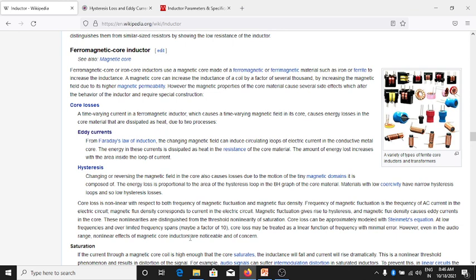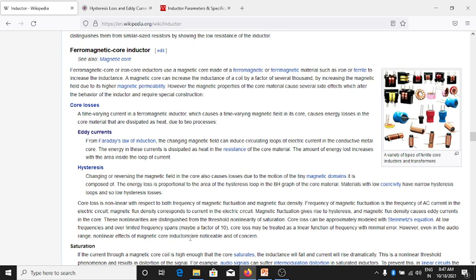require special construction. First is core losses. A time-varying current in the ferromagnetic inductor causes a time-varying magnetic field in its core. Clear? This causes energy losses in the core material that are dissipated as heat due to two processes. One is eddy current, second is hysteresis.